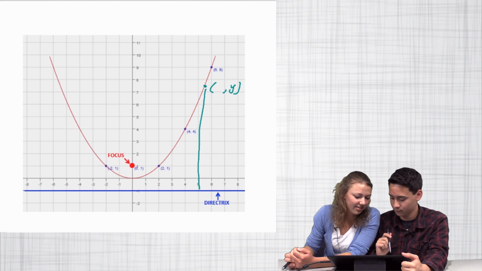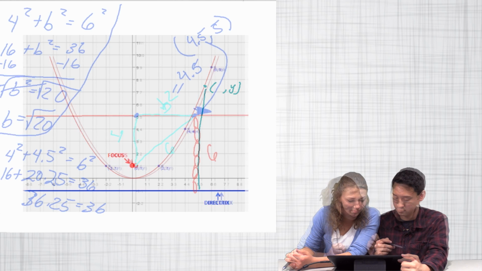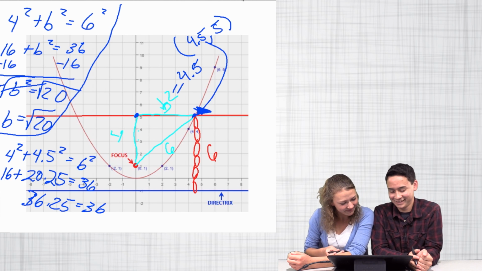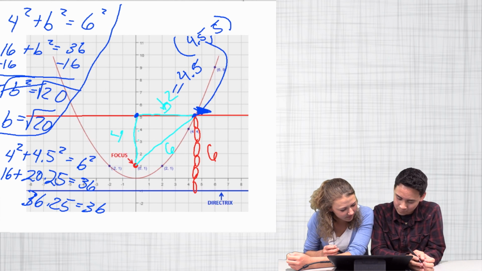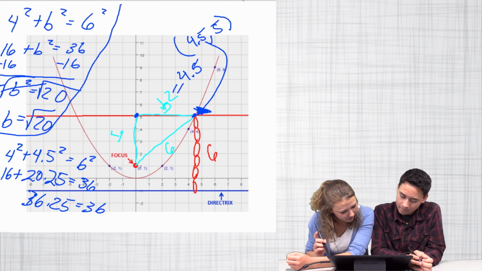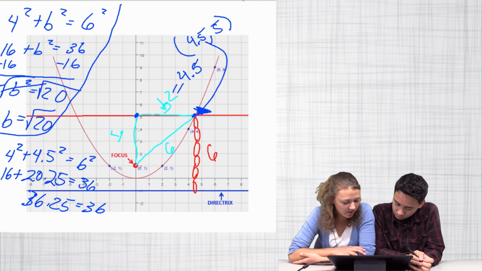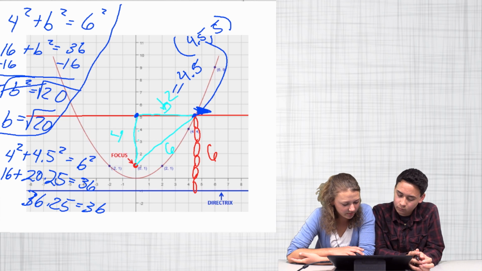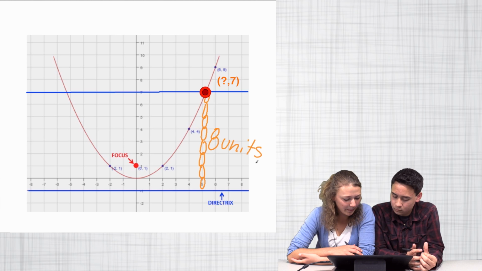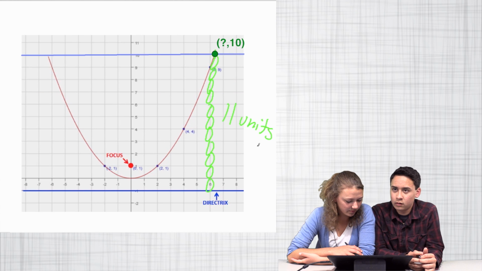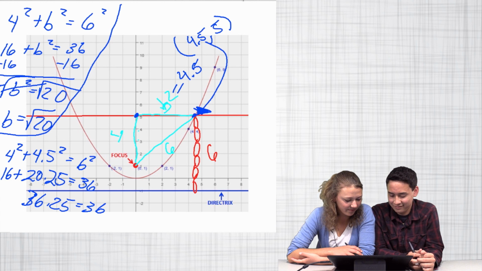So let me go back and pull up one of your other ones here. So this was your first one. And this was when y was 5, you were trying to locate the x, which you successfully did as approximately 4.5. But what was the distance there from the point to the directrix? 6. Okay. And when y was 7, what was the distance? 8 units. And what was that distance when y was 10? 11.